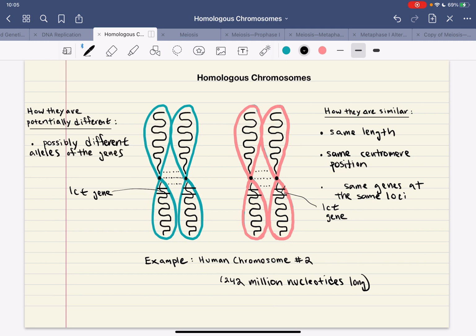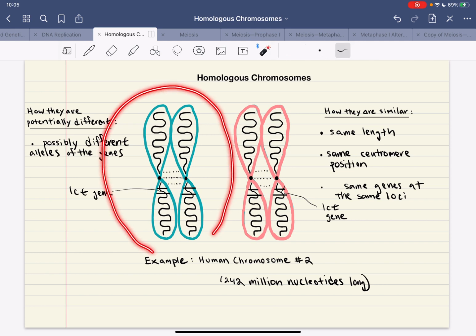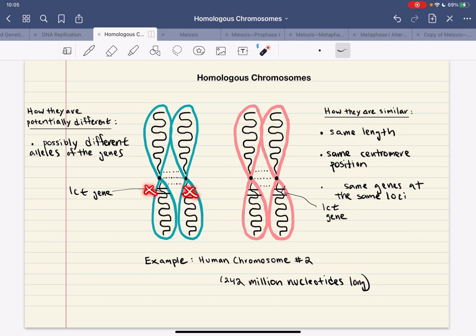Now again, it's important to note that they do have the same genes, but they could have different versions of those genes. So keeping with this example, if this is the lactase gene, well, maybe from the dad, they got the lactose intolerant allele. So that's an allele that turns off this gene past age 7, so they can't digest lactose.